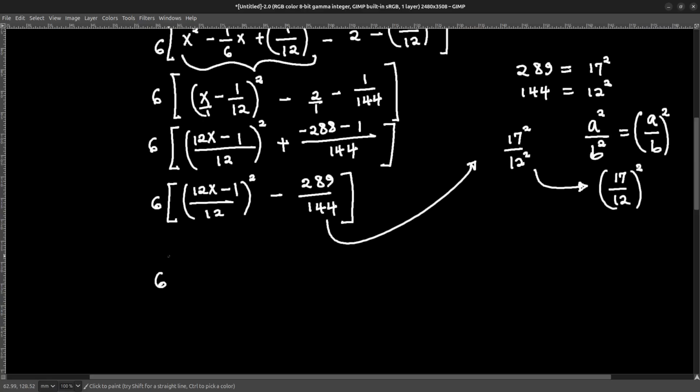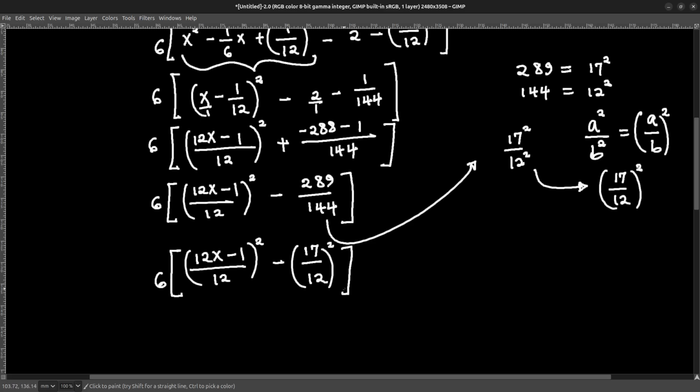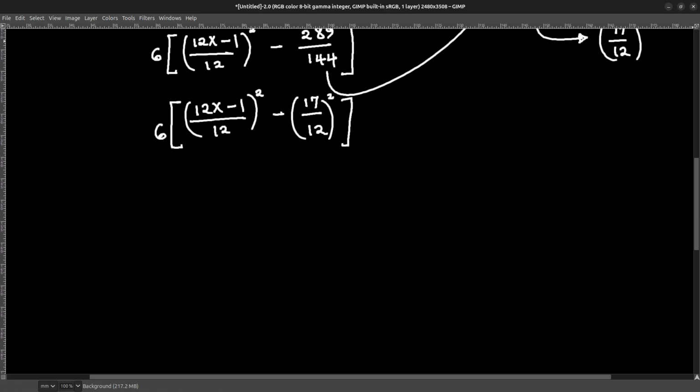So let's come back here. This expression now becomes 12x minus 1 over 12, squared, minus 17 over 12, squared, and then we close the bracket. Okay, so far so good.